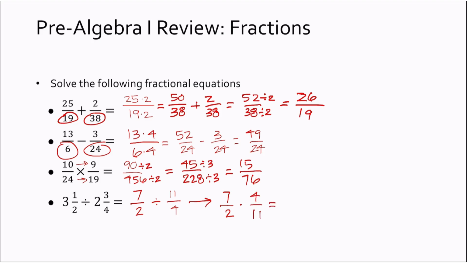So what I really have here is 7/2 times 4/11. 7 times 4 is 28. 2 times 11 is 22. And again, here I have two even numbers. So I'm going to start with 2 because I know I can divide both by 2. And I get 14/11. And I think that is as simplified as I can make that one.